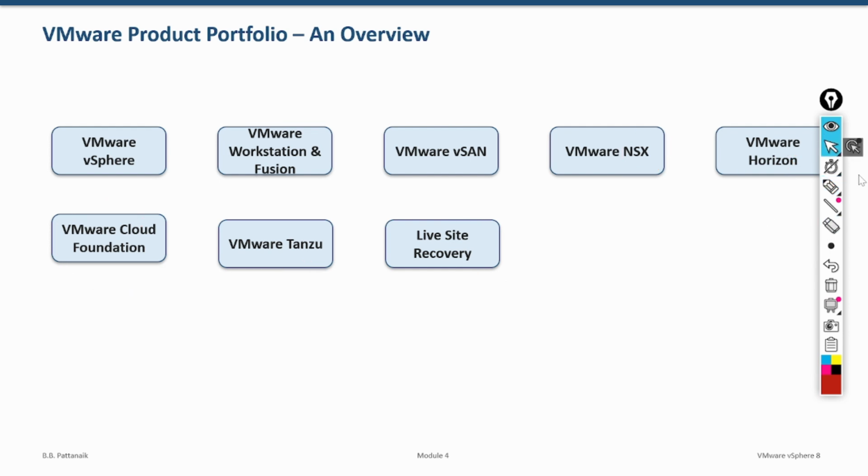Okay, clear? So what is VMware Workstation? VMware Workstation is a desktop virtualization solution. VMware Workstation is a type 2 hypervisor. I told you before, it is a type 2 hypervisor.